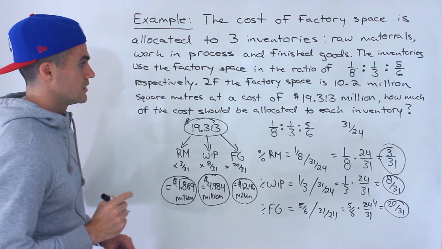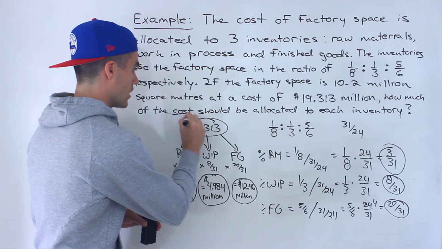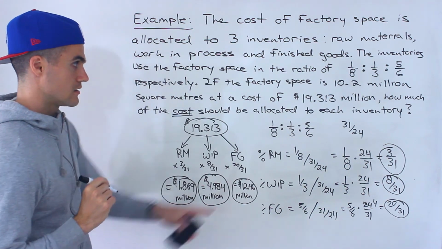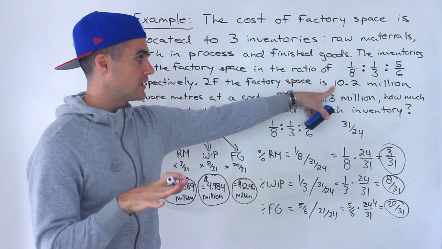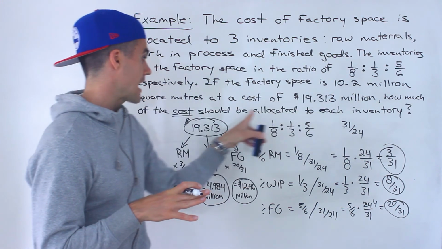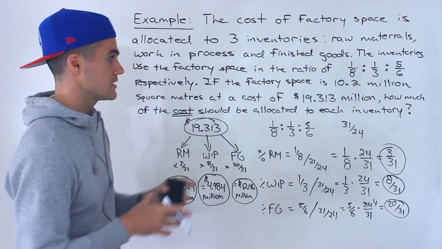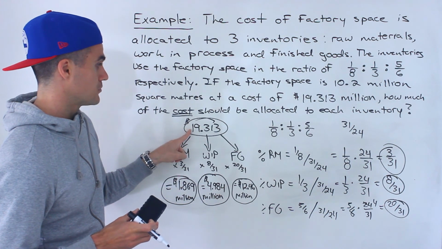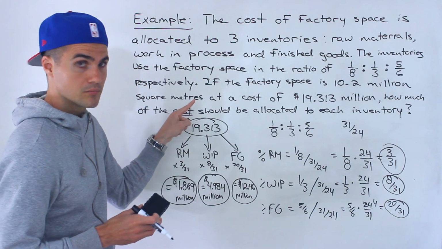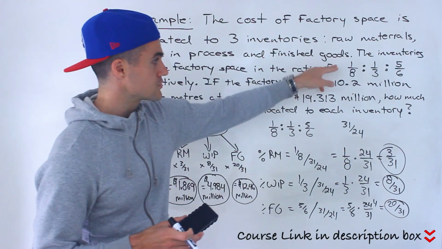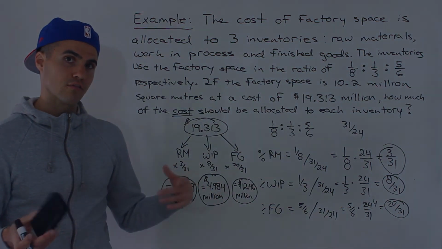Also with this question, or questions in general, be careful what they're asking for. They're asking how the cost should be allocated. Notice how the 10.2 million square meters, we didn't even use at all. But if it asks how much of the space should be allocated to each inventory, then instead of $19.313 million, we'd be using the 10.2 million square meters. So you apply this ratio to whatever they're asking for. These here are the final answers.